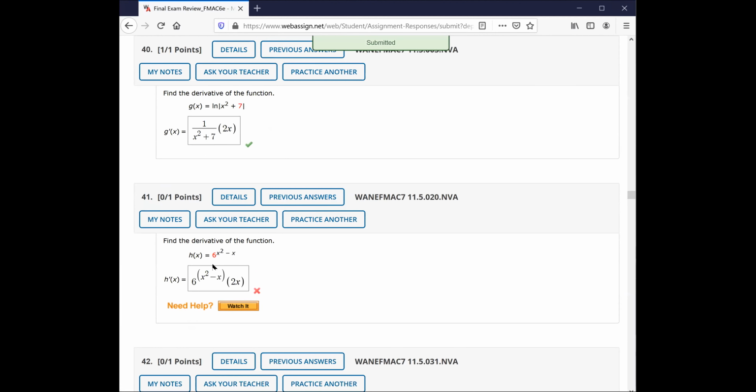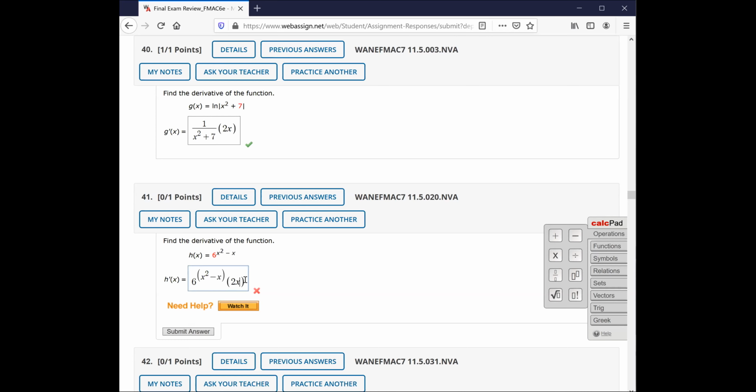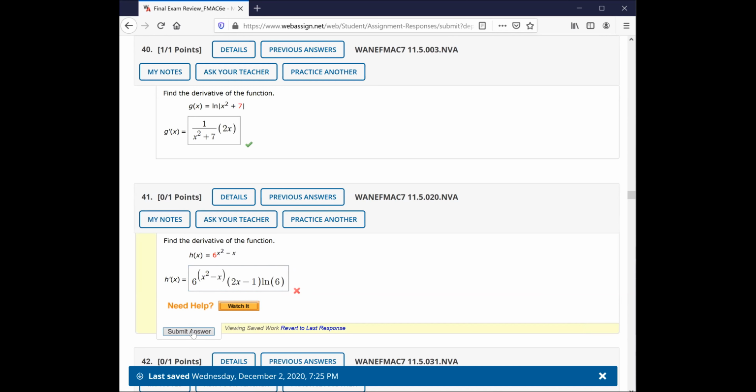Okay, so the derivative of this is, you kind of got a good start here. The derivative of the exponent is 2x minus 1, but you also have to multiply by the natural log of the base. So it's itself times the derivative of the exponent times natural log of the base. Okay.